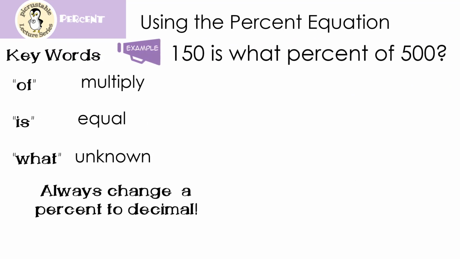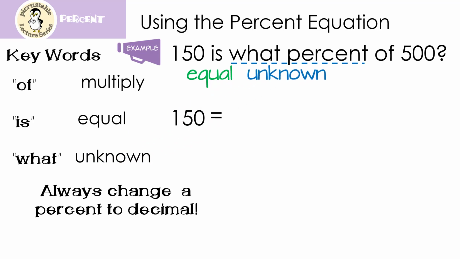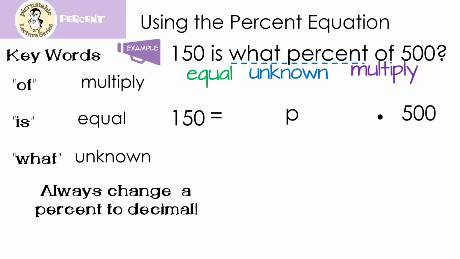Let's look at one more example. 150 is what percent of 500? 150 is just itself. Is means equal, so we'll put an equal sign. What percent is actually our unknown percent. I like to put a P there just to remind me that we're looking for a percent. Of means to multiply, and then 500 is just itself.